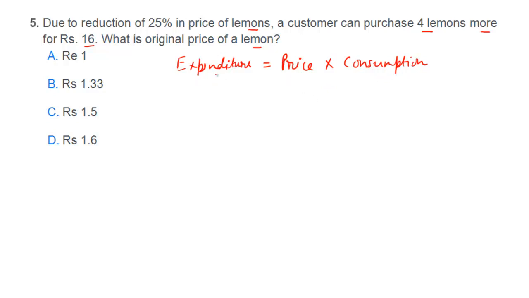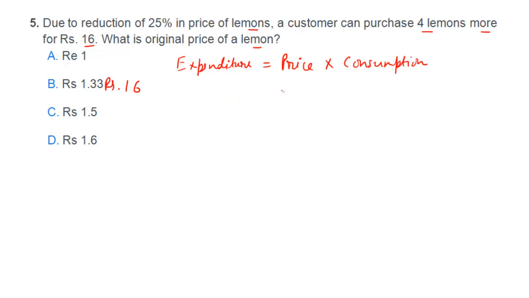In the question it is given that there is a 25% reduction in the price, and because of that a customer can purchase 4 lemons more for rupees 16. So he has not increased the expenditure, that remains the same. Expenditure remains the same at rupees 16, right? And when the price is decreased, he has increased the consumption. That is something that you need to remember.